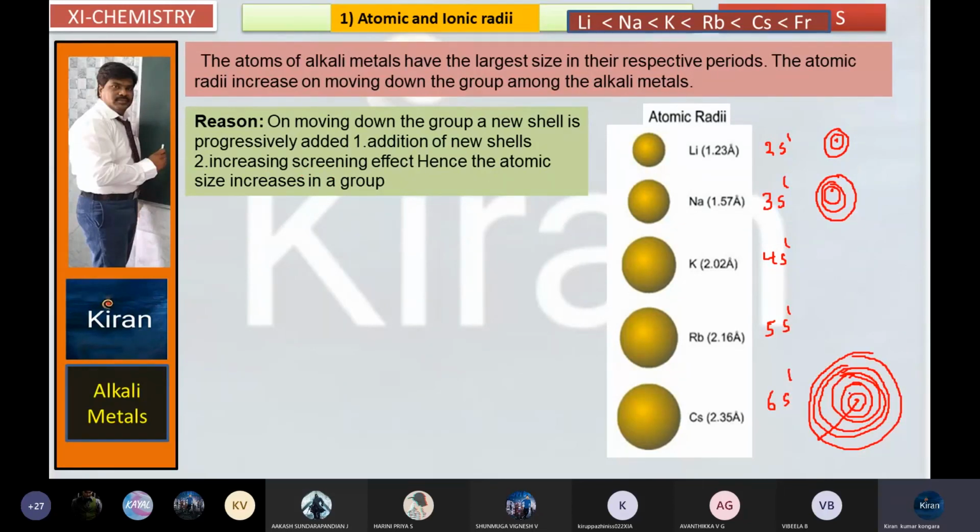These act as screens: screen 1, screen 2, screen 3, screen 4, screen 5, screen 6. Due to the screening effect, the nuclear attraction force is very less on this electron because more screens are there. Screening effect is high.